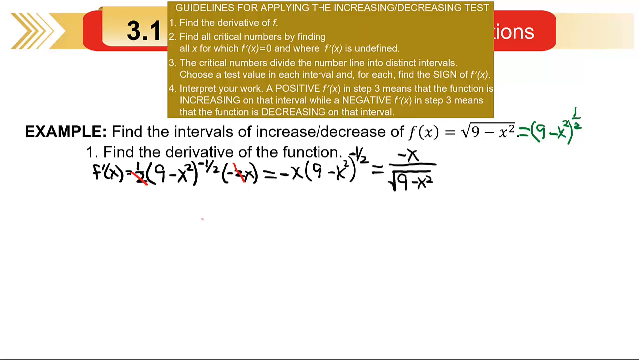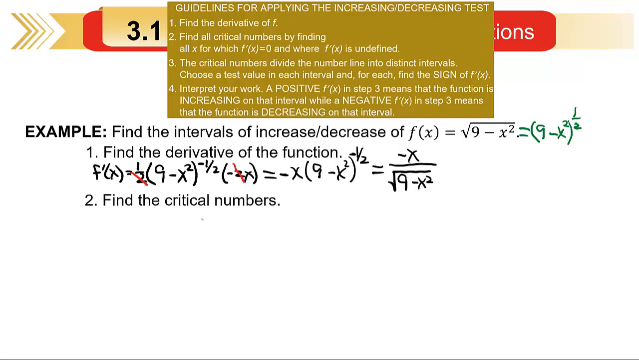So if you think of the negative 1/2 as being in the numerator, if you push it down, it becomes a positive 1/2 in the denominator, and a positive 1/2 is the square root. You should be good at this now because we've done it for quite some time now. In any case, that's your derivative. Now I want to find the critical numbers. Well, the critical numbers come from where the derivative is 0 or where the derivative is undefined.